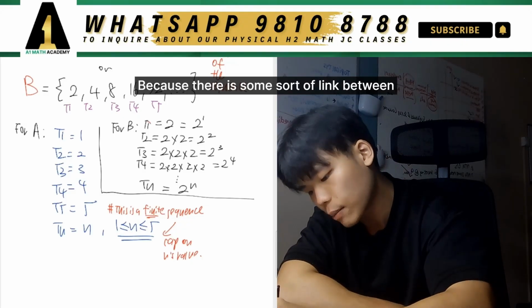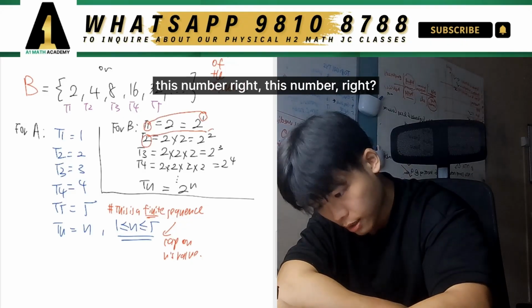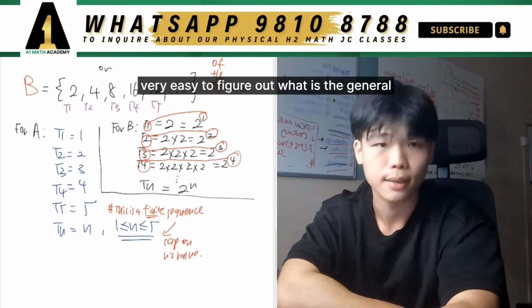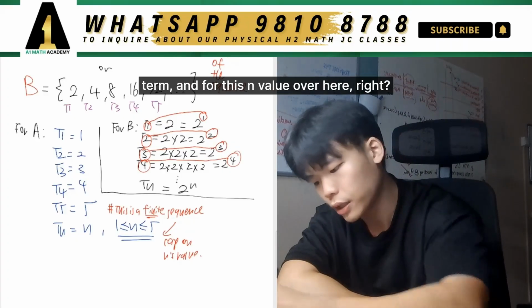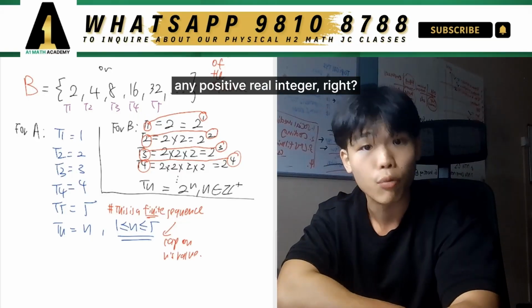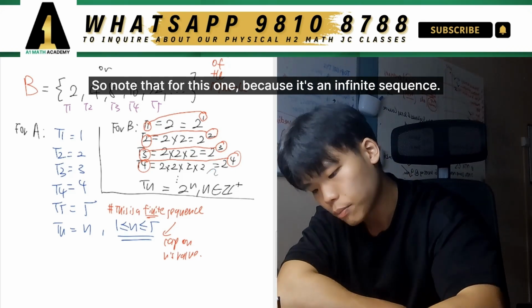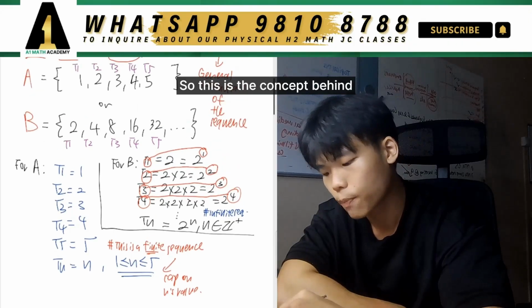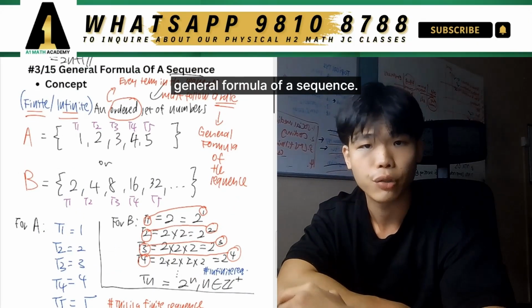Because there is some sort of link between this number, right? This number, right? They are all the same. So once you observe the pattern, then it becomes very easy to figure out what is the general term. And for this n value over here, right, there is no cap. So this n value can literally be any positive real integer, right? So note that for this one, because it's an infinite sequence, there's no cap on this. Okay, so this is the concept behind general formula of a sequence.